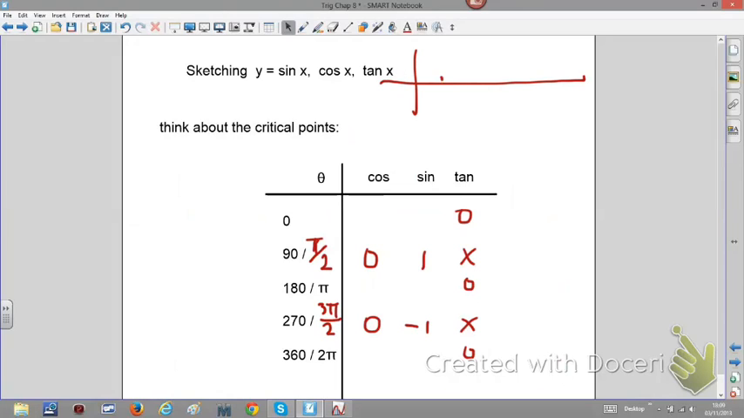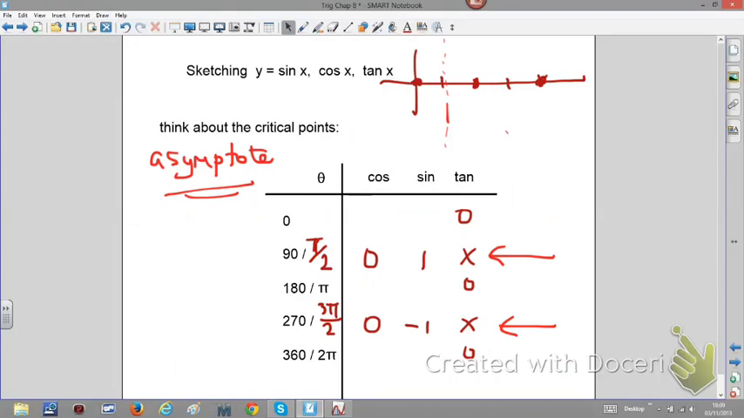We know that at 0, tan is 0. At pi, tan is 0. And at 2 pi, tan is 0. Now let's have a think about what happens when there's no tan value. Well, if the value doesn't exist, what we've got is an asymptote. So at those values, at pi over 2, I'm going to do a dotted line for an asymptote, and at 3 pi over 2, I'm going to do a dotted line for an asymptote.